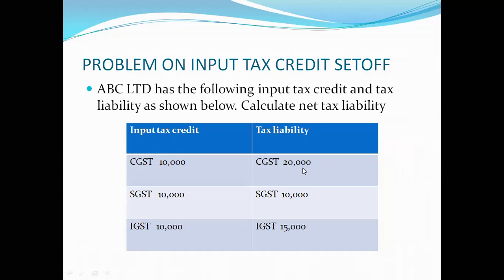What is the tax liability? When you are selling goods, that is tax liability, output tax. When you are selling goods, you will collect tax from the customers and you have to pay to the government. This is the total amount of tax you have to pay to the government. CGST within the same state, CGST 20, SGST 10, and state to state, one state to other state, IGST 15,000. Now, how to calculate net tax liability? Just please focus on this. How to calculate net tax liability?